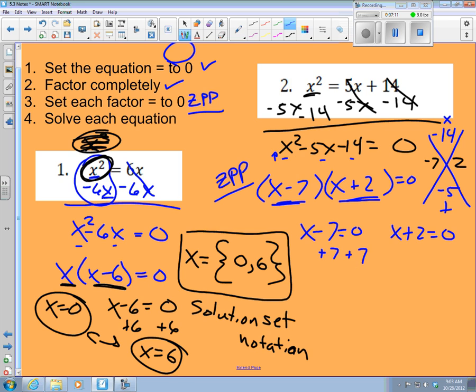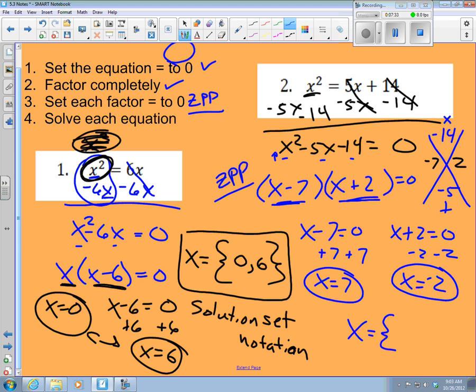Adding 7 here, I get x equals 7. Subtracting 2 here from both sides, I get x equals negative 2. So there we go. We're done. Our solutions are 7 and negative 2. If you put it in solution set notation, it's got to be braces, not parentheses. If it's parentheses, they're just ordered pairs that you're graphing. So use the braces, 7 comma negative 2, and finish it off with another brace. I don't care. You can write your answer like this, or you can put it in solution set notation.